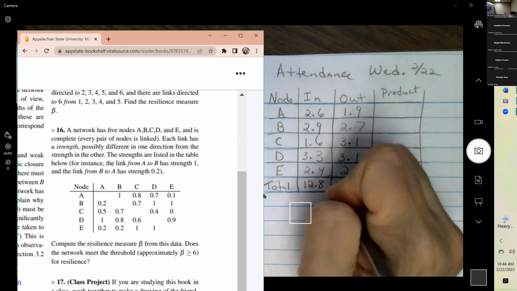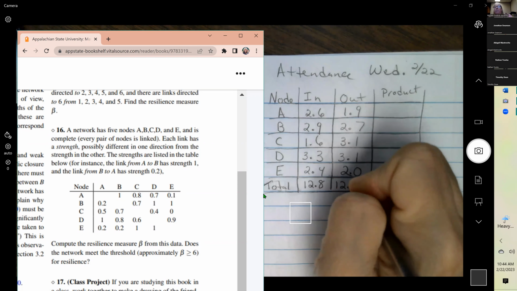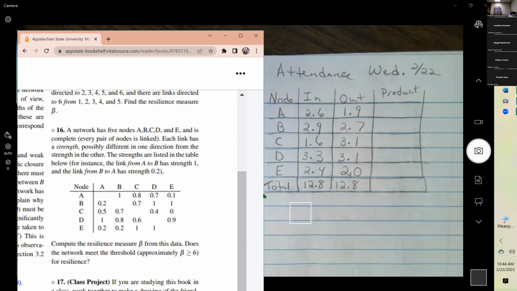You can think of it as equilibrium because the amount in and out, even though between each node might not be equal, between the network it is. So like over here, A to B is not the same as B to A, but in the network they are.